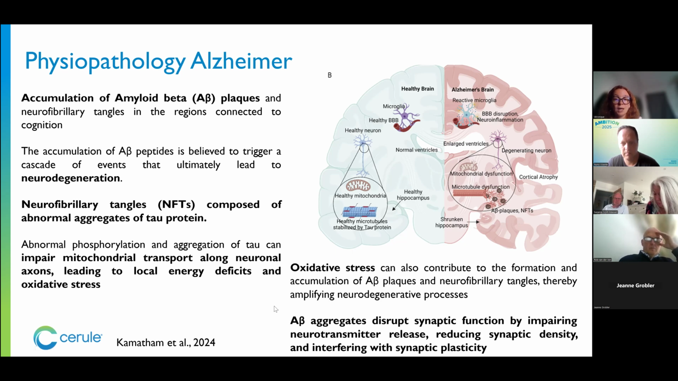And we have a common physiopathology with neuroinflammation and mitochondrial dysfunction that is also present in Alzheimer's disease. We also have reactive microglia present in the Alzheimer's brain, and cortical atrophy.